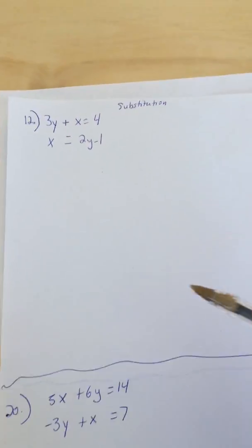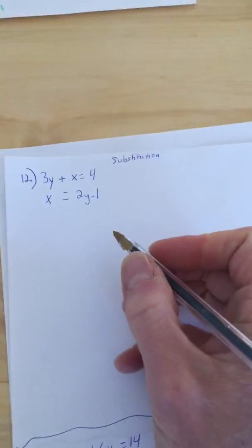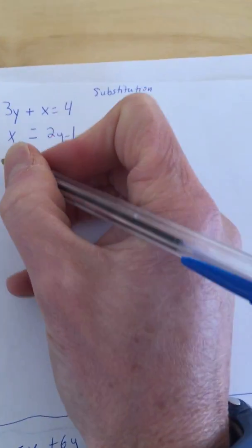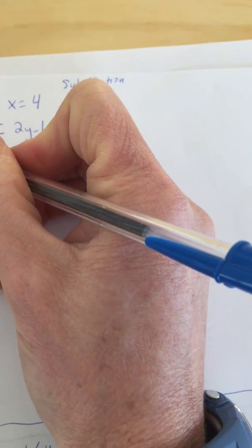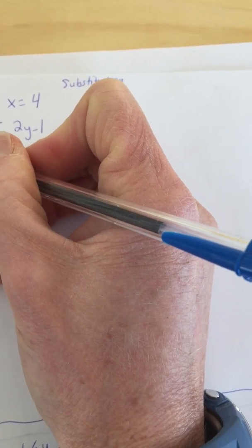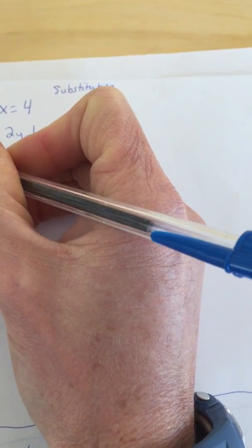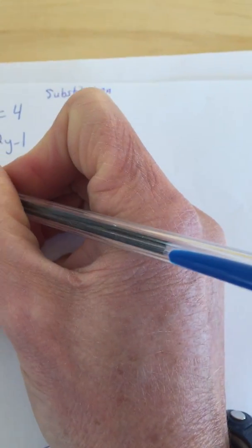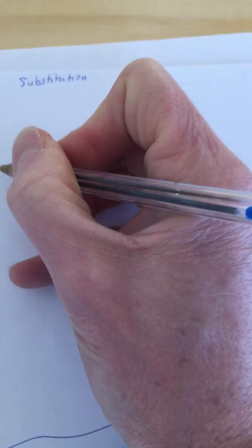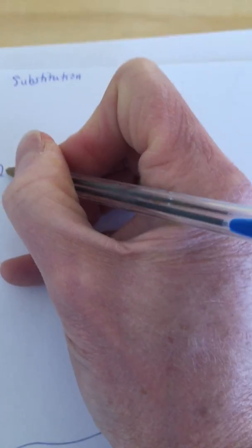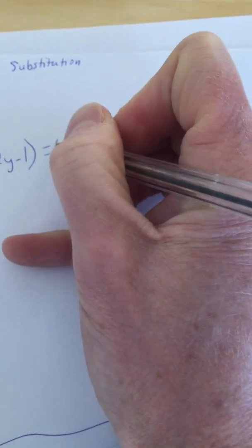Problem 12 asks you to do substitution. So it's pretty easy because x is already kind of isolated here. So I'm just going to substitute 2y minus 1 into this problem. So 3 times, oh wait, just kidding. Don't do that. 3y plus, and I'm going to put it in parentheses just so I can keep it separated.